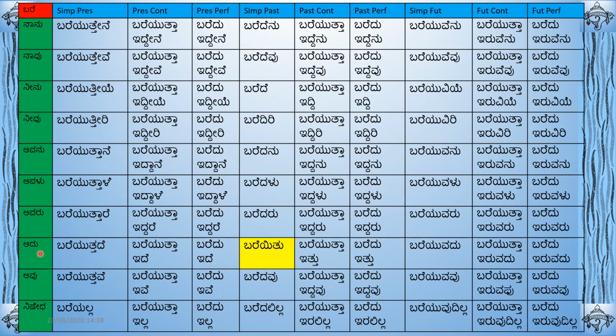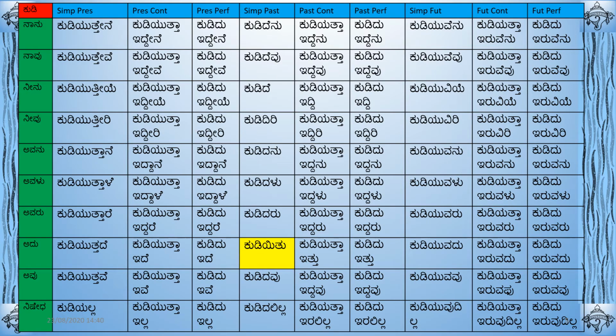Again, the third person singular neuter is always very unique. You will have barayitu, it will not be the-based. That's why I've given it in a highlighted box. Whenever you see a highlighted yellow box, it means it's unique. In the irregular verbs, you will see the complete simple past will be unique.